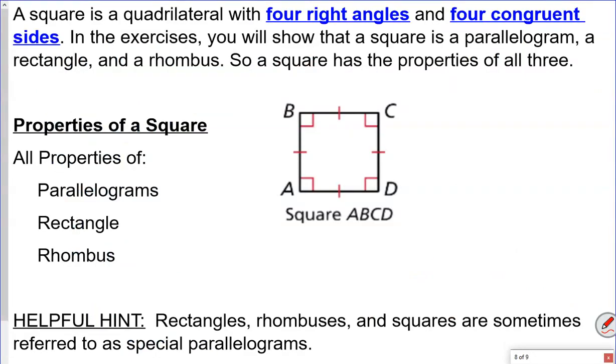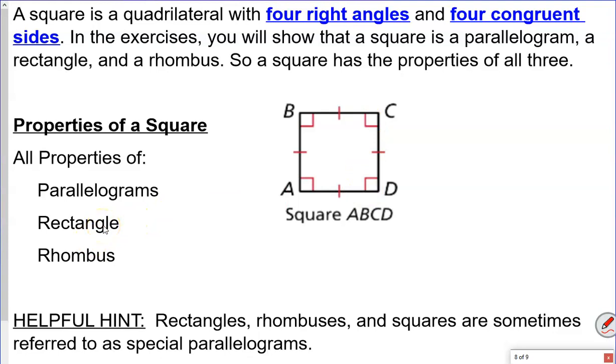All right, so our next one is a square. A square is a quadrilateral with 4 right angles and 4 congruent sides. In the exercise, you will show that a square is a parallelogram, a rectangle, and a rhombus. So a square has the properties of all three. Remember the properties of a parallelogram: opposite sides are congruent, opposite angles are congruent, diagonals bisect each other, and consecutive angles are supplementary.